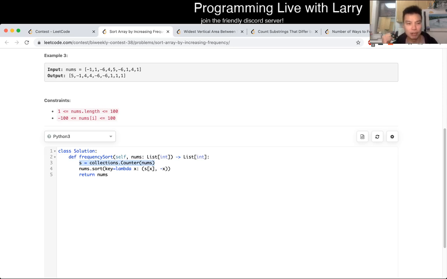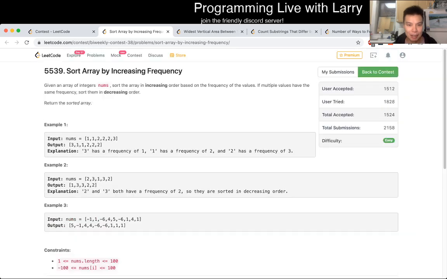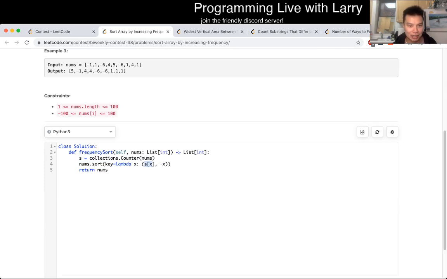So I got, for each number, how many counts there are. That's what counter does for me automatically. And then I just literally sort by the frequency of the character, which is just poorly named S of X. But you know, at home you have more time, you could do this a little bit better. And as a tiebreaker, we sort by negative X, which is a way to sort from bigger to smaller in terms of the number, right?